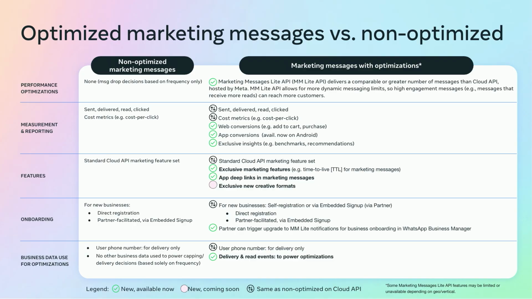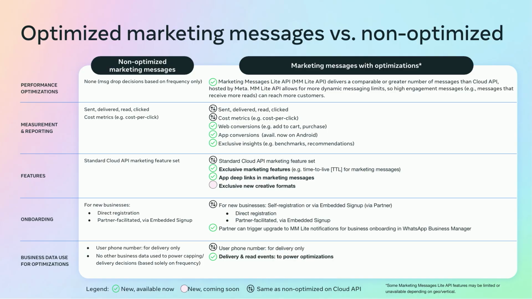Speaking of measurement and reporting, we will have all of the measurement insights available on Cloud API, such as send, delivered, read, click, and cost metrics. And on Lite, we have the additional metrics regarding web and app conversions and new exclusive insights such as benchmarks and recommendations. Aside from the current Cloud API feature set, we have exclusive features such as time to leave and app deep links.